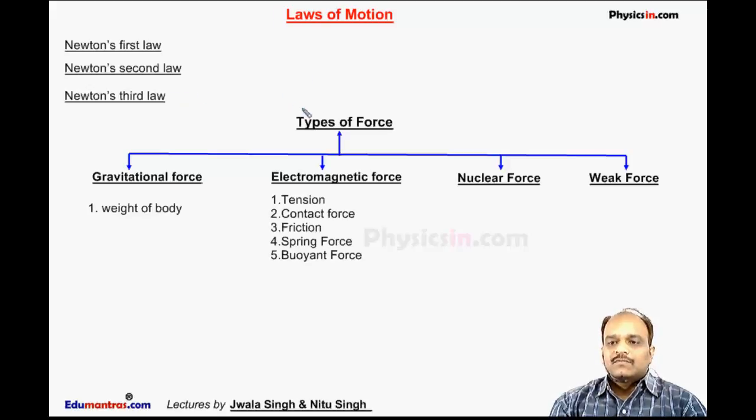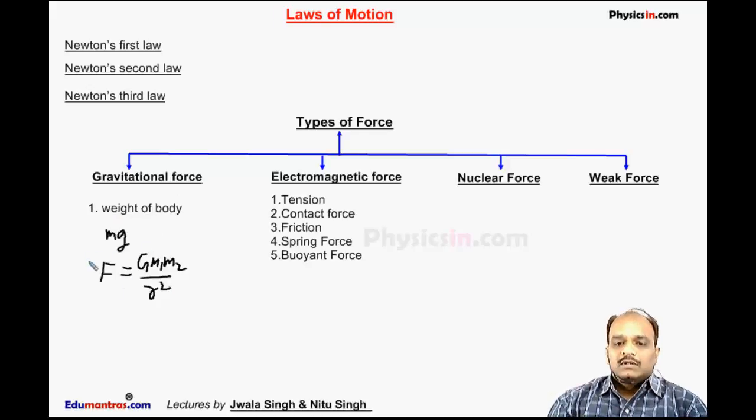Now basically the force is divided into four parts. One is gravitational force. As we know, gravitational force means the weight of the body. Weight of the body means mg, or we know F is equal to G m1 m2 by r square. This is the gravitational force which we will study under the heading gravitation. But in this chapter, we will consider this weight, that is also called mg.